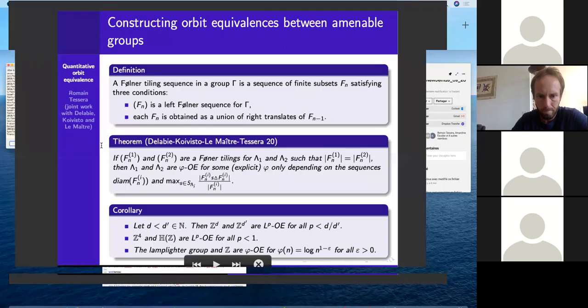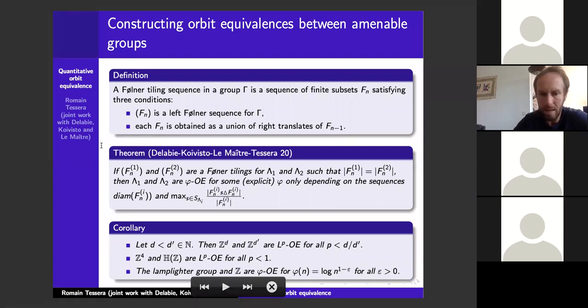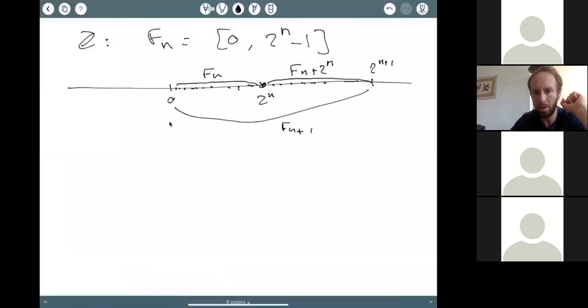And the point is that you see that if you have two Følner tilings like that, such that for every n, the size of Fn is the same... I forgot to say that Fn is not any set. It has to be a Følner set. So it has to be more and more invariant under the group action. That's really important. Here you can see that in Z, I have large intervals, and large intervals are definitely Følner sets. They are more and more invariant under the group action.